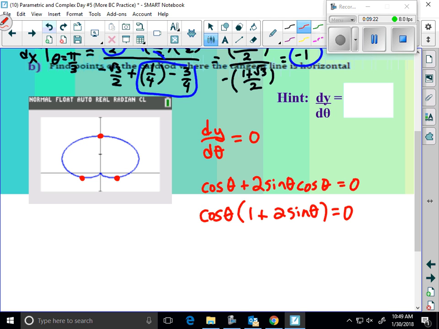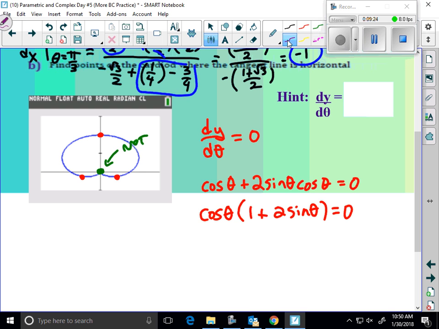Dx d theta would be 0 here and here, because that's where x is not changing. You can think of it as particle motion. That's where the x portion of that coordinate is at rest, but the y is changing. And then all of a sudden the x kicks back in. So at these red points, which we're going to isolate here, we're going to find a green one, though, that's not because it's not differentiable there. But we're going to solve this equation using the zero product property in order to find theta at those points.